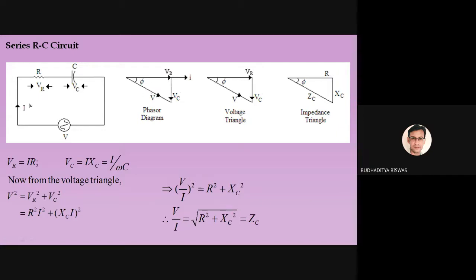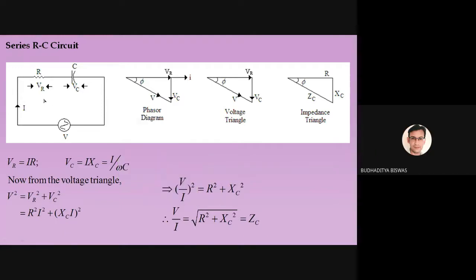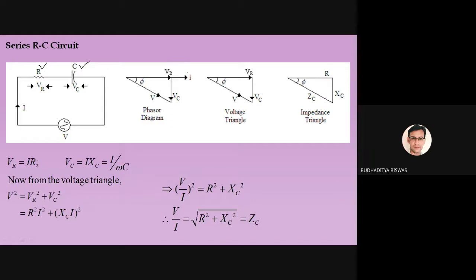Now which quantity should I take as a reference in this circuit? Sir, current. Current, because we know that in a series circuit, the current is common to both components, the resistance and the capacitance. So that's why we take the current as a reference. So first I draw the current here.